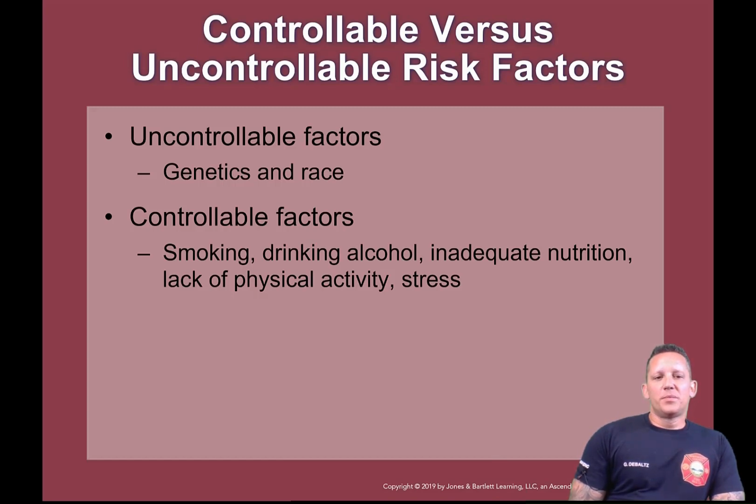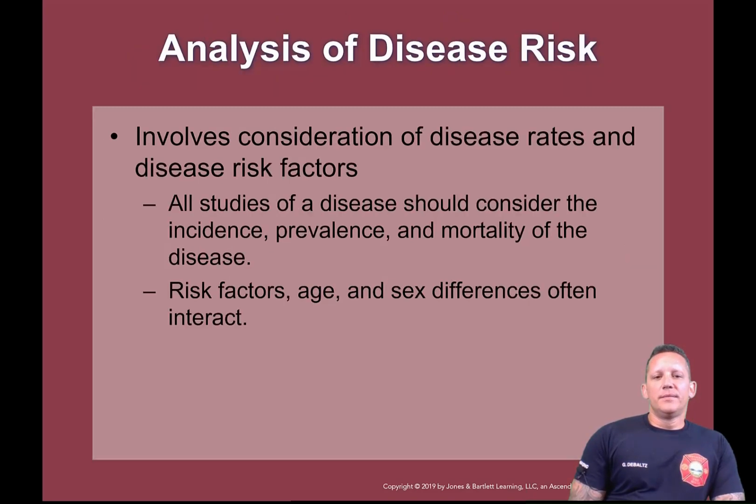The controllable factors would be things like environmental ones: you smoking, drinking alcohol, not really eating well, or lack of physical activity. And then stress has a very significant role in how the body deals with sickness or injury. An analysis of disease risk involves the consideration of disease rates and disease risk factors.